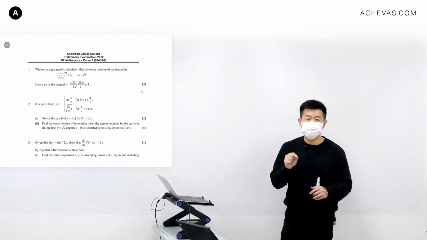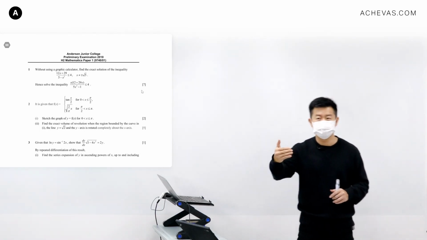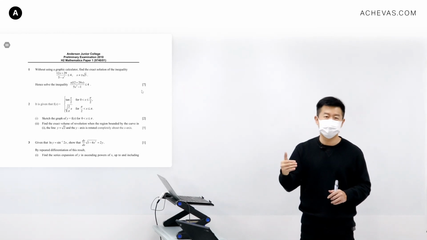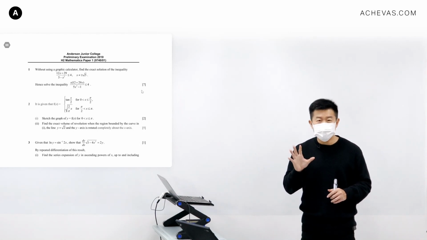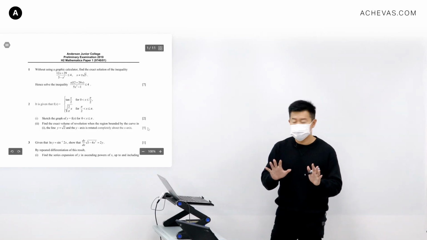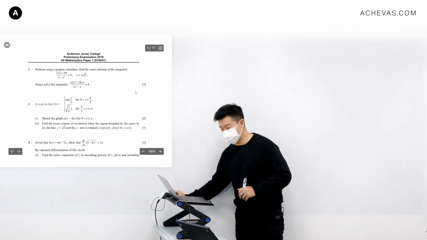7 marks. Usually inequality questions vary from, I've seen 3 marks questions before, and usually the maximum I've seen is 5 marks. And this is 7 marks. And the worst is they didn't actually tell you the marks allocation. So now this question has made it even more difficult.